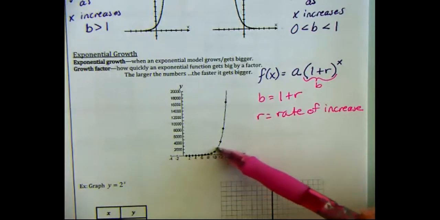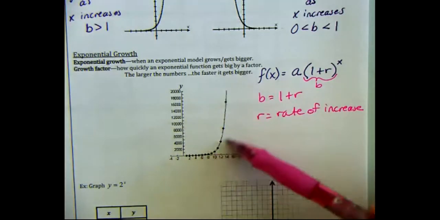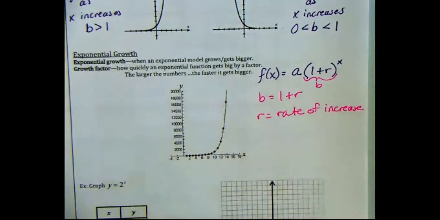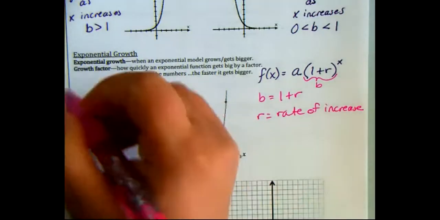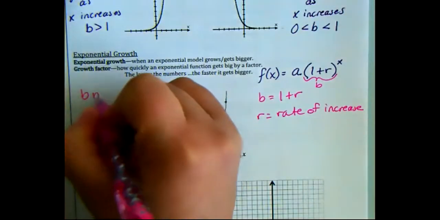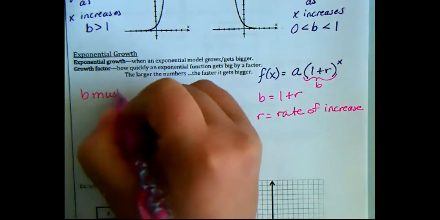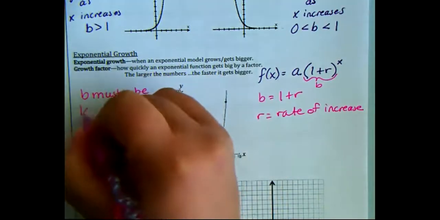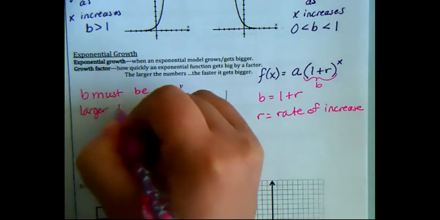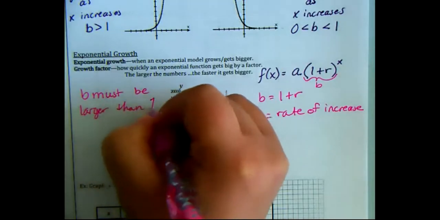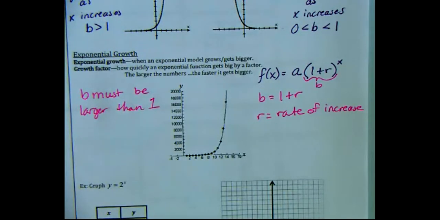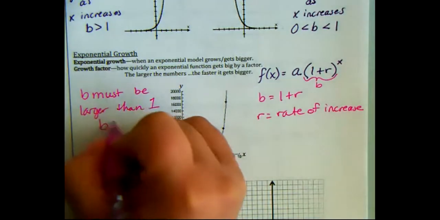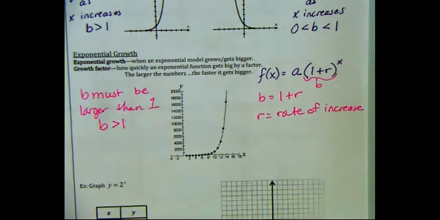Okay, and so we have our function growing, right? So just to make sure we have this correct, for our exponential growth, our B must be larger than 1. That has to be true in order for us to have exponential growth. So once again, B must be greater than 1.